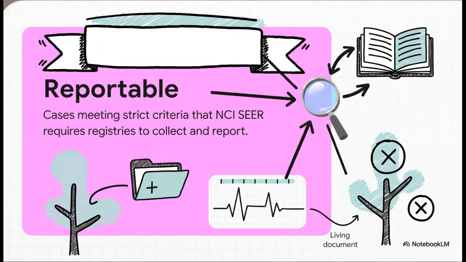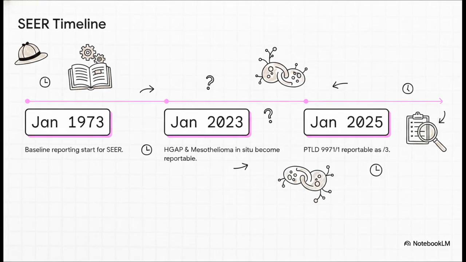This right here is the absolute law for our data evidence vault. The term reportable simply means a case meets the strict criteria for inclusion in a registry as established by NCI SEER. If it's on the reportable list, it goes in. If it's an exception, it stays out. Simple, right? Well, the trick is that this list isn't static. It's a living, breathing document. Let's see how this builds chronologically.